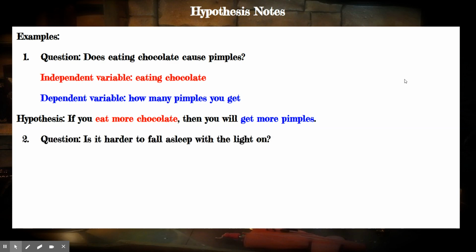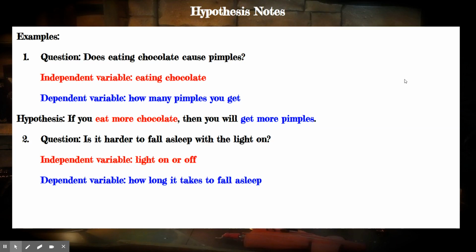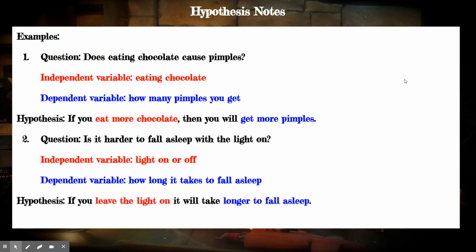Our second example question: is it harder to fall asleep with the light on? In this situation, our independent variable, the thing that we can control, is the light on or off. What's going to depend upon whether the light is on is how long it takes to fall asleep. That's going to be our dependent variable, our result in this situation. So our hypothesis is: if you leave the light on, it will take longer to fall asleep.